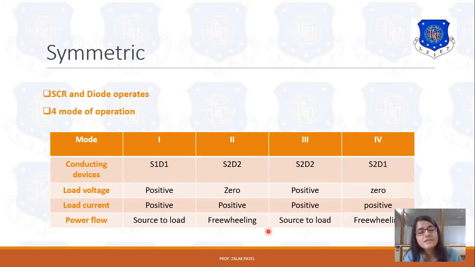Now keep this table in mind and we will draw the waveform with the help of this table. But before discussing the waveform, first let's revise the circuit diagram so that we can get a better idea of this table.